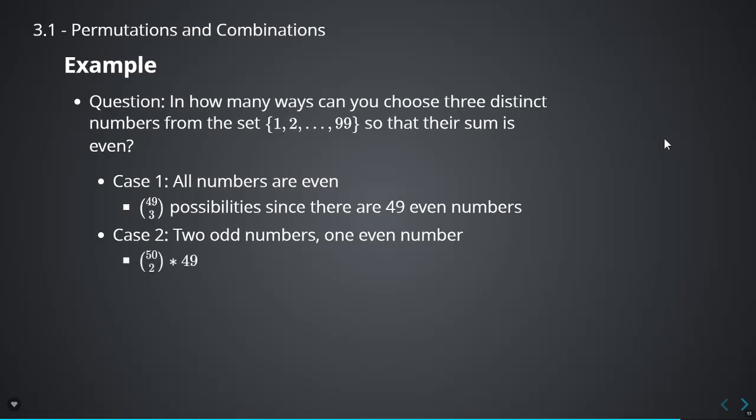In this case, you have 50 choose 2 times 49. Why? Because there are 50 odd numbers, and you're going to choose 2 of them. That's 50 choose 2. And then the other one is even, and you have 49 choices. So 50 choose 2 times 49 gives you the number of combinations in this case. The total answer is going to be 49 choose 3 plus 49 times 50 choose 2. I have no idea what that is. It looks like a big number. You can compute it on the calculator. I'll leave that up to you.